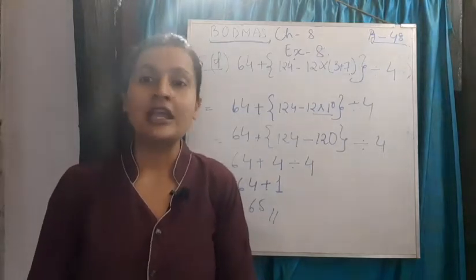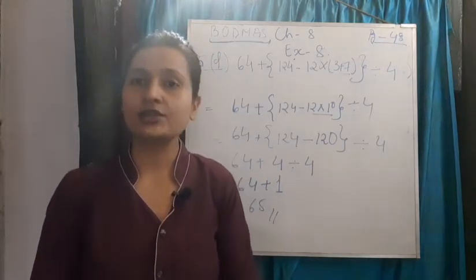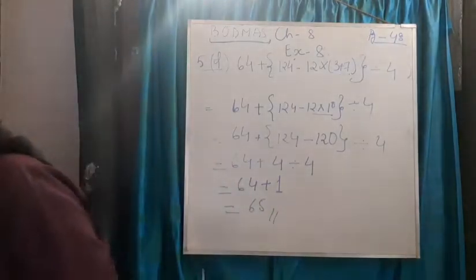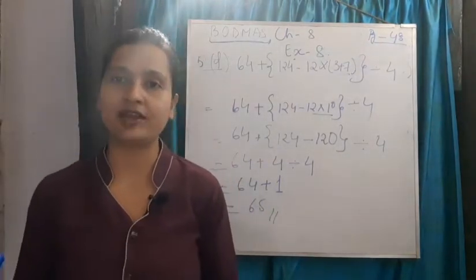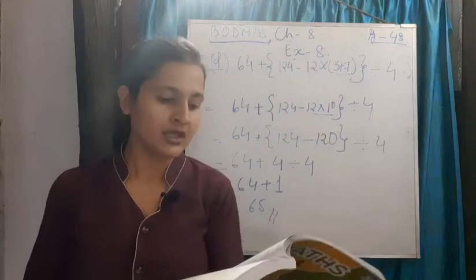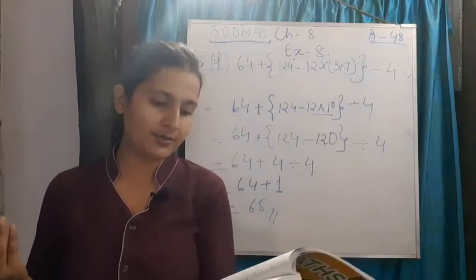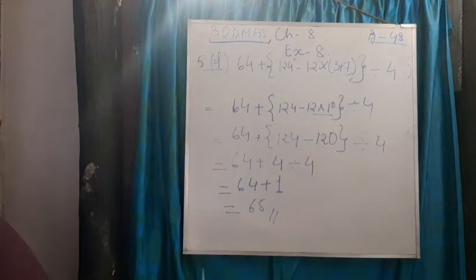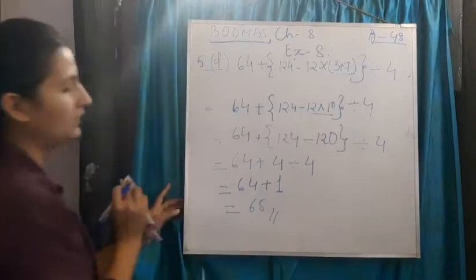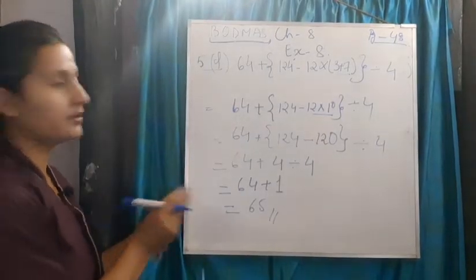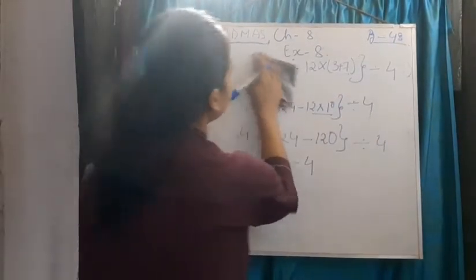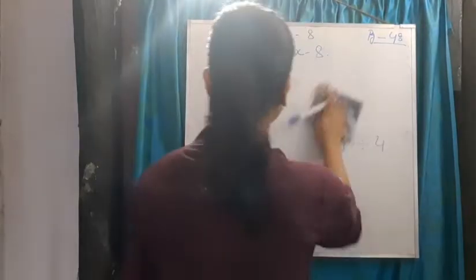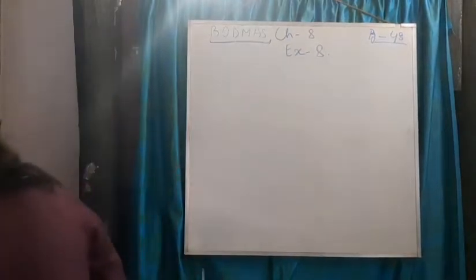I'll help you out. Now let us try another question, that is question number 6. In question number 6, you have to simplify, means you have to find its value, right? So let us try with question number A. Let me write down the question. I hope you all have noted down this in your notebook. Okay, so let us do question number 6.